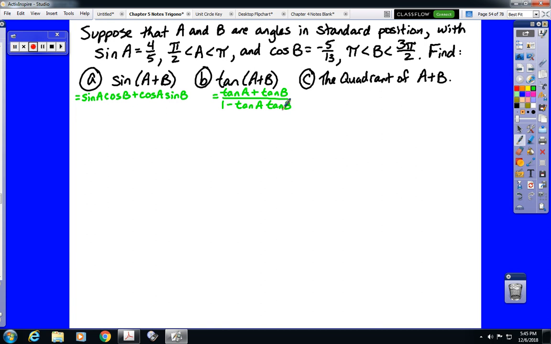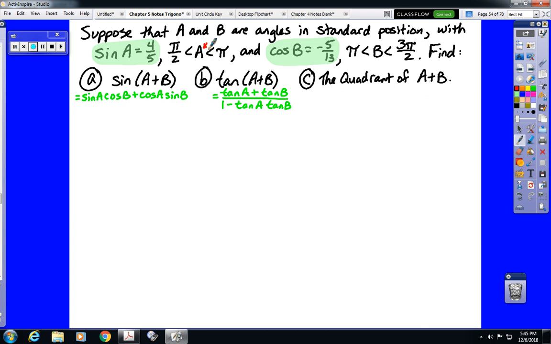Well, the only two that we currently know, the only two that we are given any information on, is the sine of a, which is 4/5, and the cosine of b, which is negative 5/13. Now they did tell us a little bit more. They told us that a is between pi over 2 and pi radians. Well, that's 90 degrees and 180 degrees.